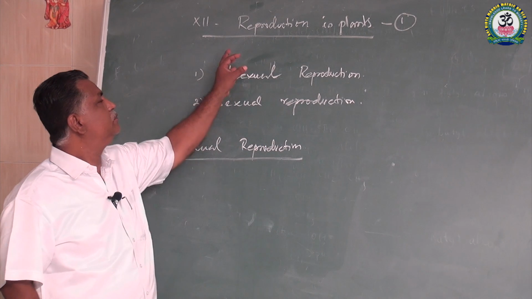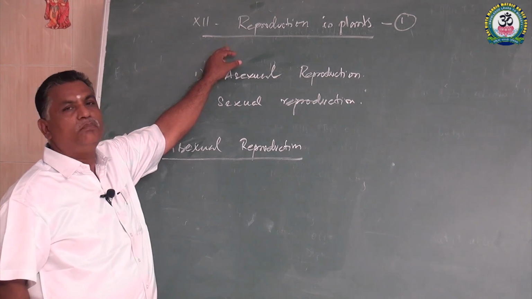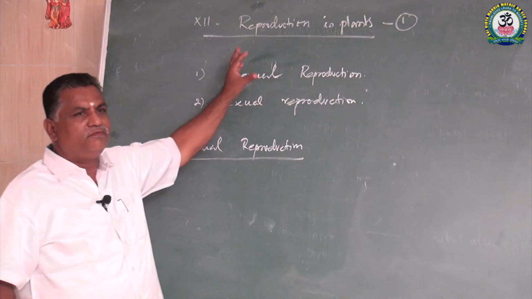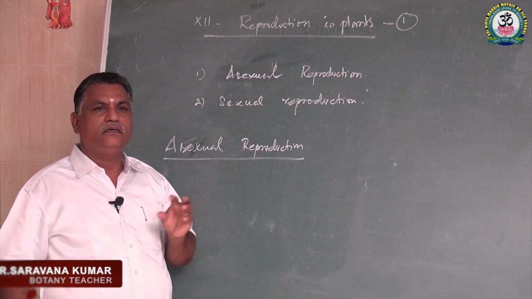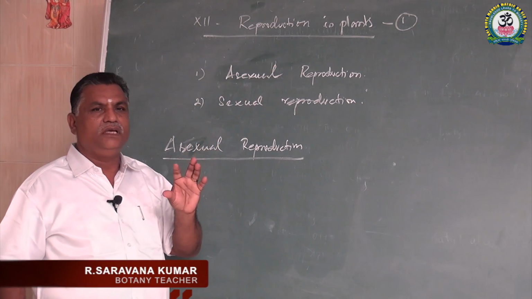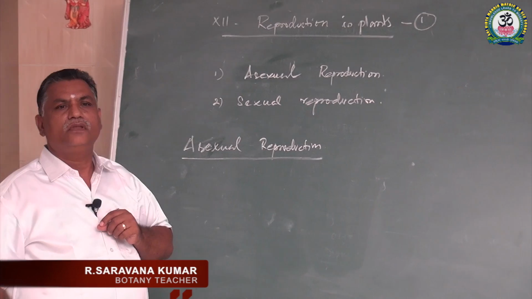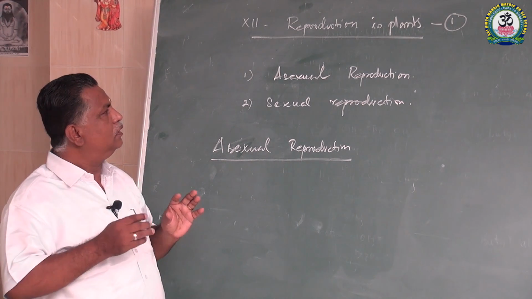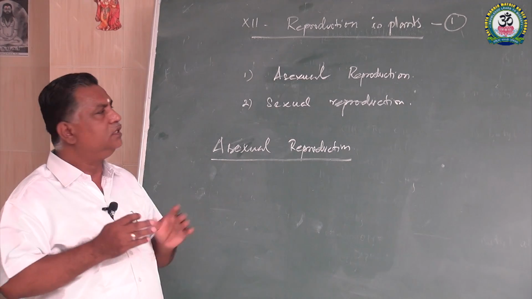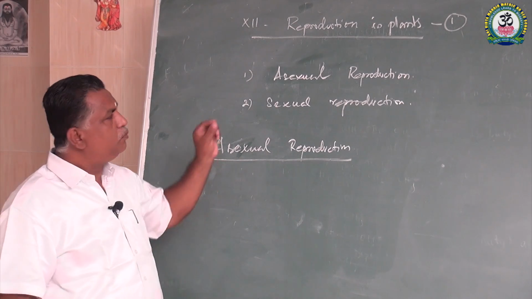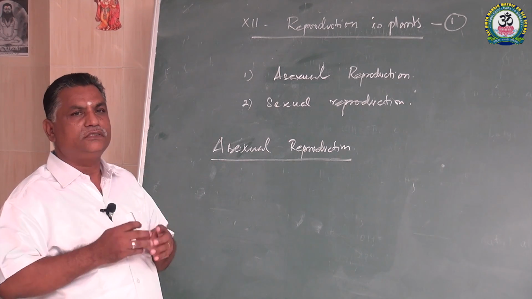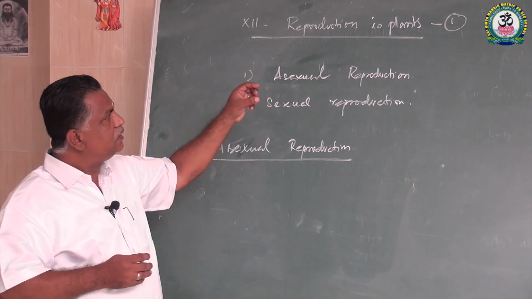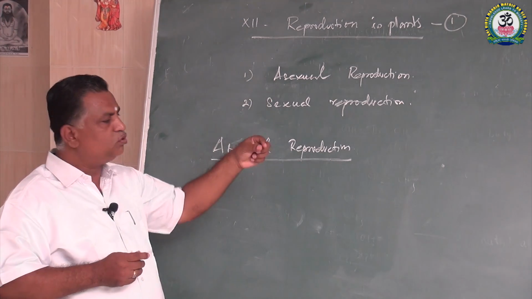The topic is reproduction in plants. What is reproduction? Reproduction is one of the basic activities of living organisms. All living organisms have so many vital activities in their life. Reproduction is one of the important features by which the organism perpetuates its own progeny to the next generation.